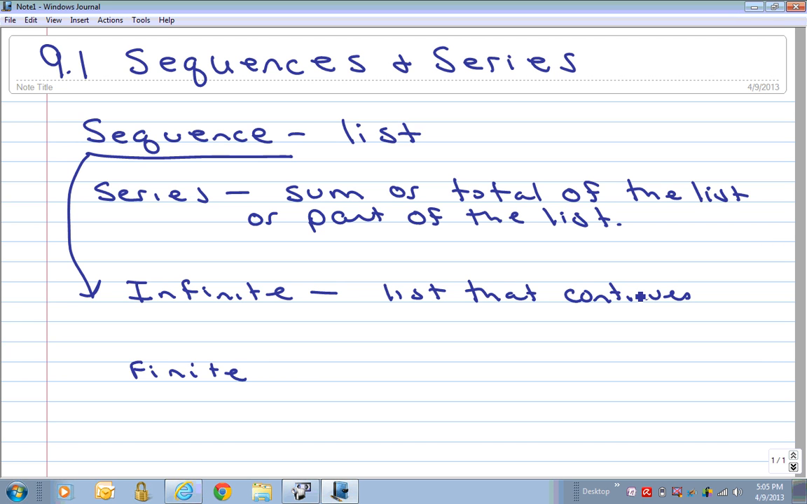Something that is finite would be a list that would contain just a certain number. So the domain consisted of five possible integers, or four possible integers. So it's a list with a restriction, basically, with a restricted domain. Okay? So it's a list with a restricted domain.